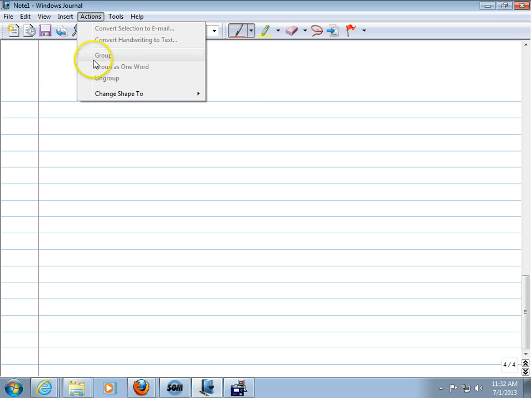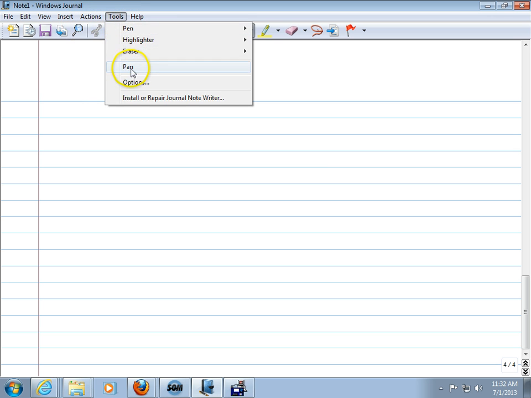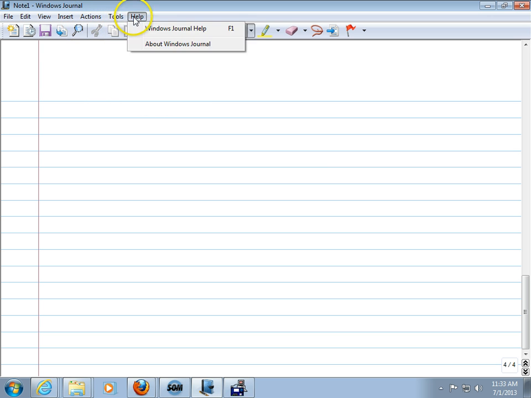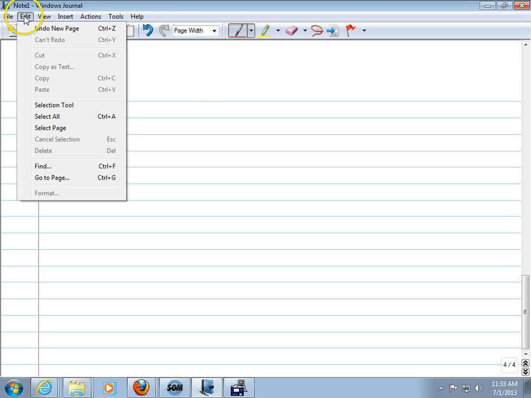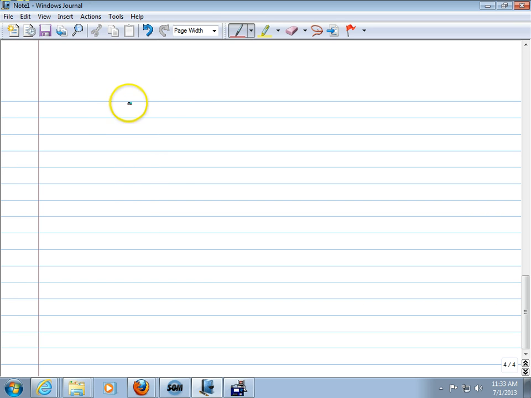Picture, no. Action, tools, pen. You would think there would be a way to do a chart or something. Nah. All right, whatever. So I'll just draw it. So here we go. So let's make a table. Trying to make it neat. Sorry, can't do that.